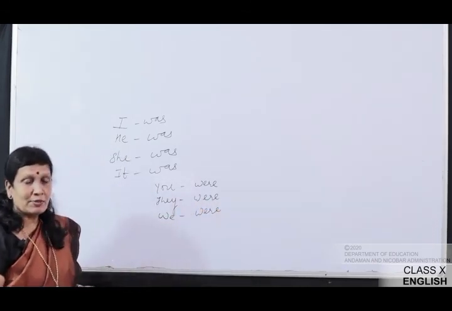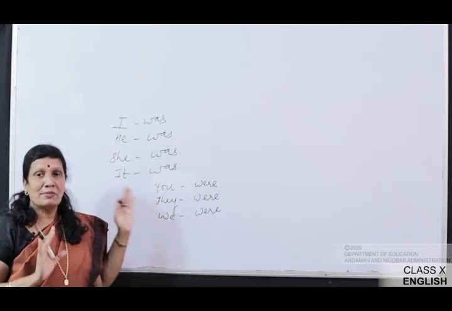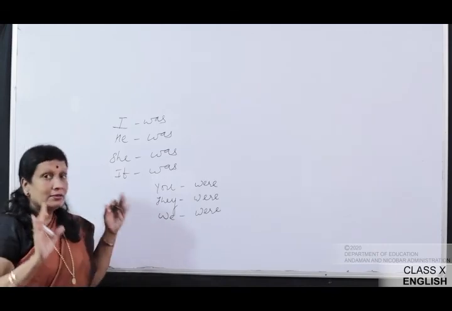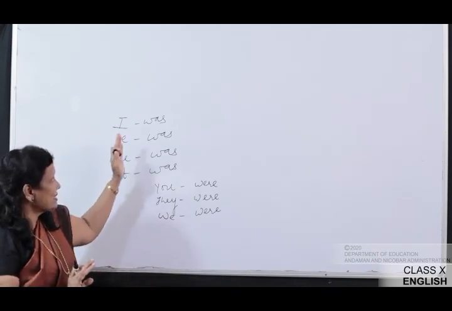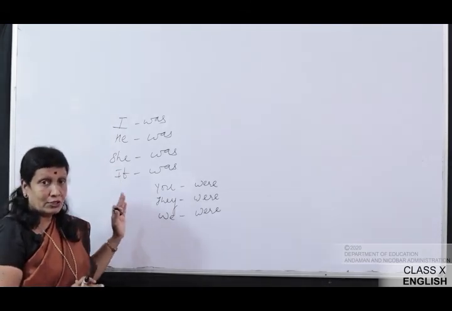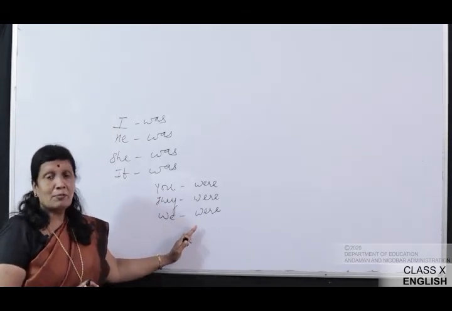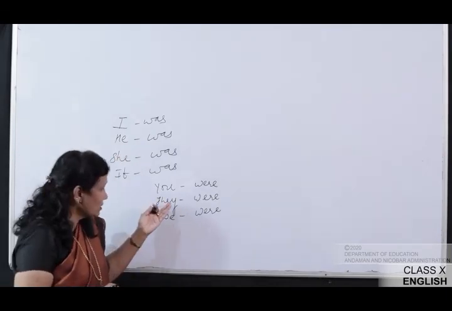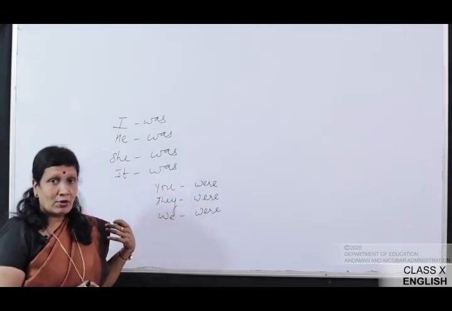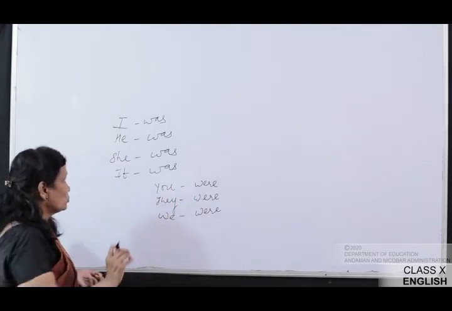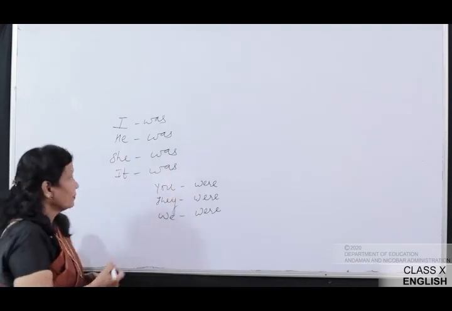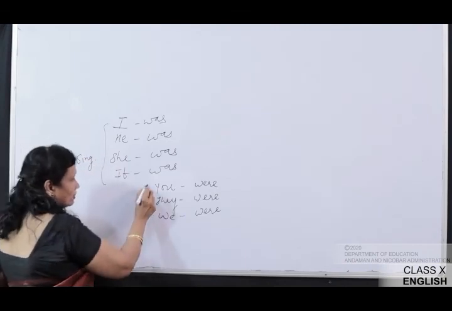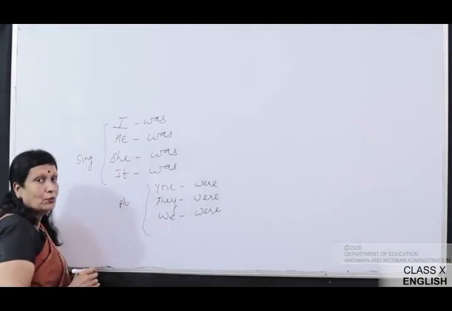So you need to remember this, because most of the time you make mistakes. Sometimes you write "I were", "if I were"; of course you make mistakes in the use of was and were in the past tense. Sometimes you write "he were", and sometimes you write "they was", "you was". So you have to be very clear about the use of was and were. Again, here the singular and here the plural.